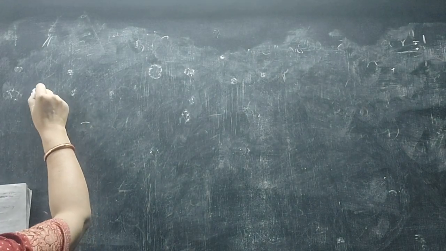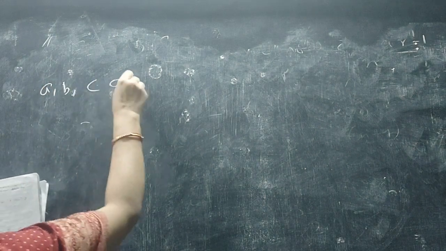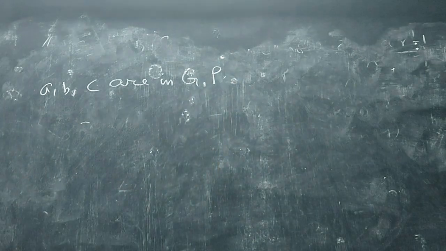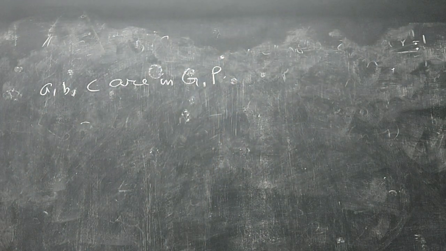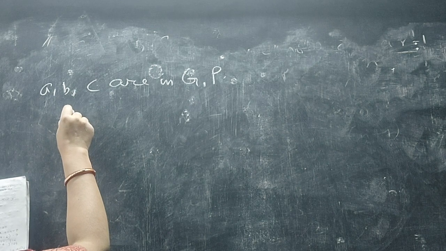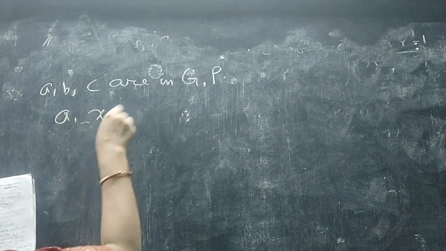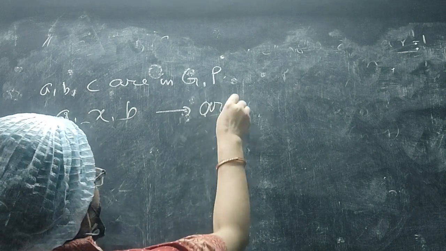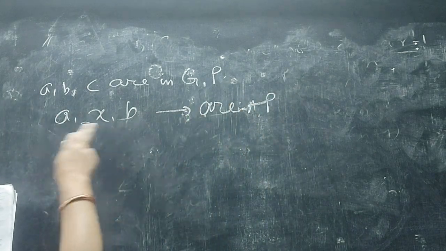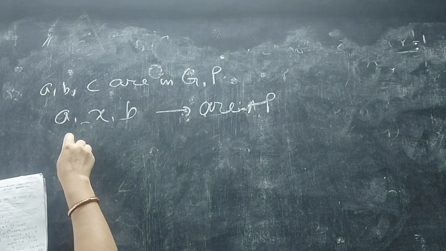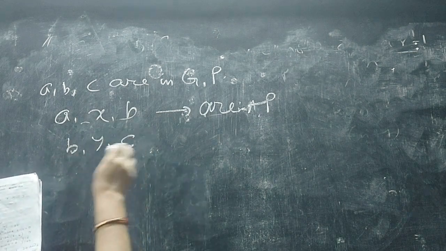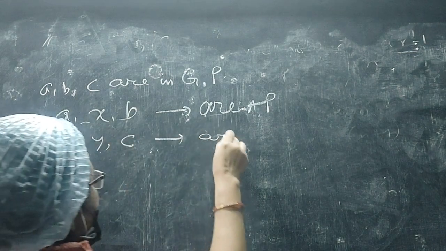If A, B, C are in GP, and X, Y are the arithmetic means between A and B, and B and C respectively, that means it is given A, B, C are in GP, and X is the arithmetic mean of A, B, that means A, X, B are in AP, and Y is the arithmetic mean of B, C, that means B, Y, C are in AP.